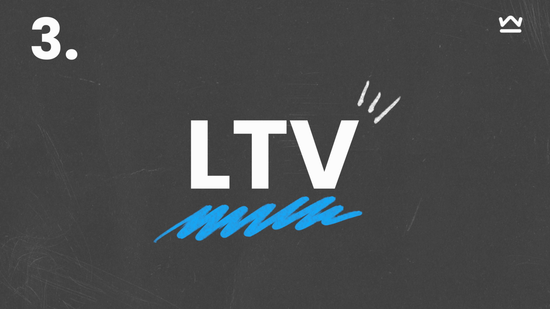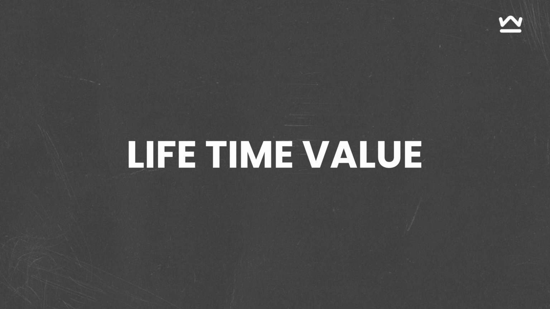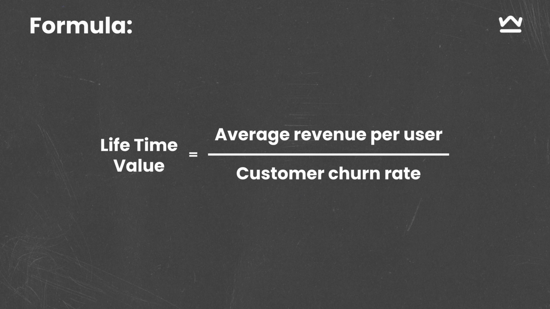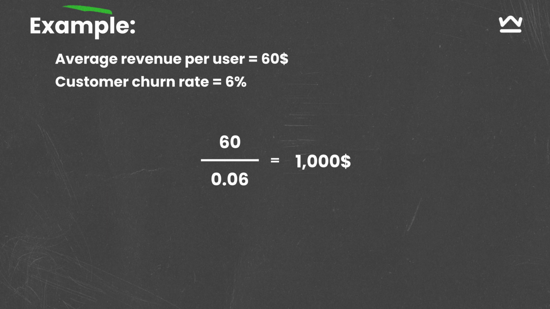The third part is LTV, or lifetime value. So the lifetime value is equal to the average revenue per user divided by the customer churn rate. So let's say that your average revenue per user is $60 and you have a customer churn rate of 6%, then your LTV is $1,000. What's really important about LTV is to understand also how long a customer is staying with you.